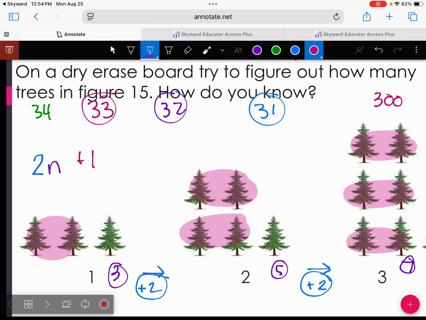So which of these is the right answer? It's 2n plus 1. 2n plus 1 is our expression. So if we're looking for figure number 15, it's 31.